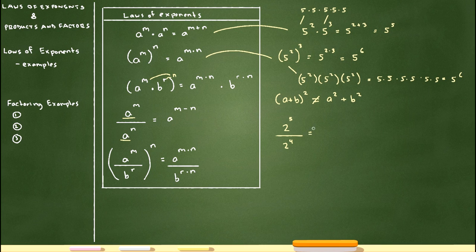The quotient rule says we should get 2 to the 5th minus 4, which is equal to 2 to the 1st power, right? So you're going to take the top power and subtract the power that's in the denominator. So in this case, the base is 2, right? We have 2 and then 5 right here, and then we subtract the bottom power, which is 4, and we get 2 to the 1st.